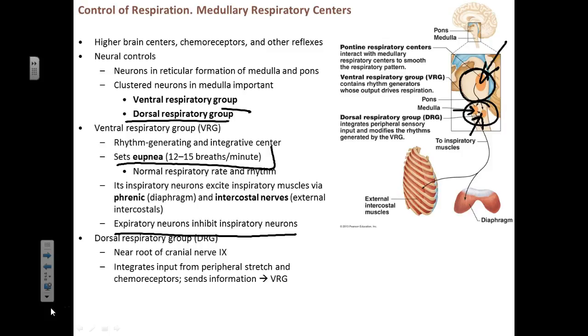Now, the dorsal respiratory group seems to regulate the breathing rate based on the degree of stretch or chemical composition of the blood. It's pretty much a controlling organ here that controls the ventral respiratory group.